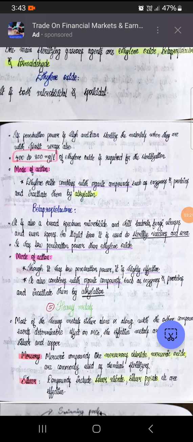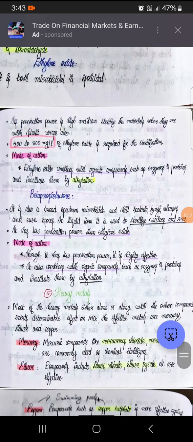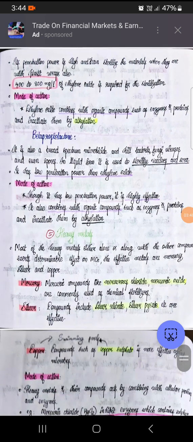Beta propiolactone is a broad spectrum microbicide and kills bacteria, fungi, viruses, and even spores. In liquid form, it is used to sterilize vaccines and sera. It has lower penetration power than ethylene oxide. Its mode of action: since it has low penetration power, it is highly effective. It also combines with organic compounds such as enzymes and proteins and inactivates them by alkylation.